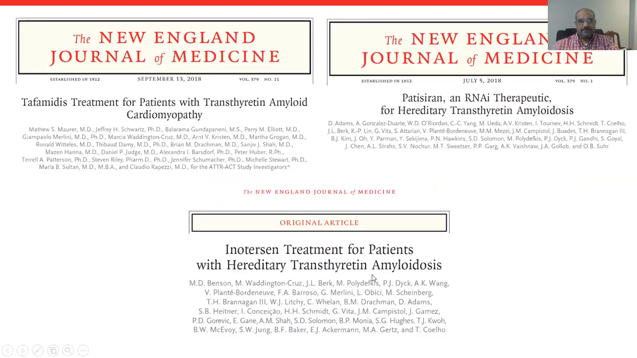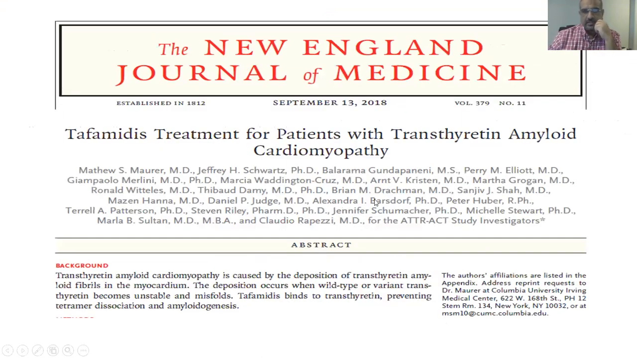So these are examples of the drugs which are being used now and approved for the treatment. This is tafamidis, this is patisiran, an RNA therapeutic agent for the treatment of hereditary transthyretin amyloid, and also this is inotersen, for treatment of also hereditary transthyretin amyloid, the mutant type. And tafamidis is the one now approved by the FDA, in this very important study, the ATTR-ACT study, published in 2018.